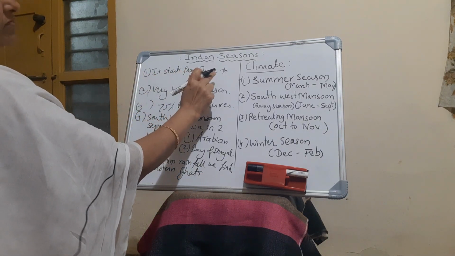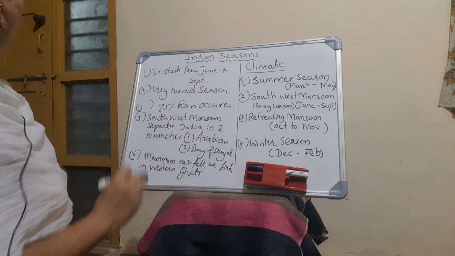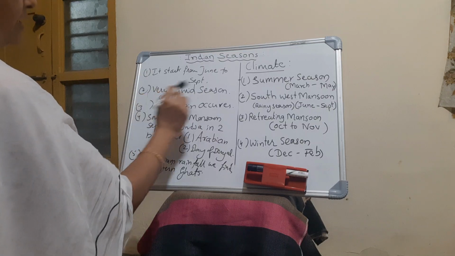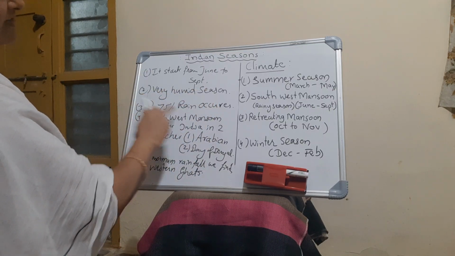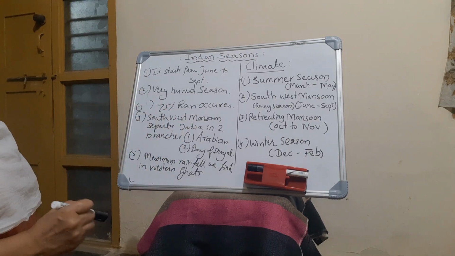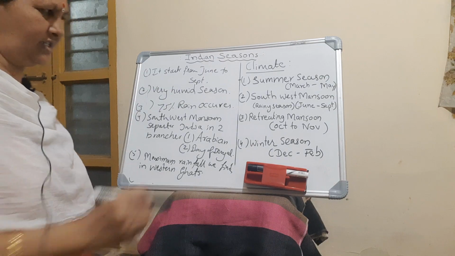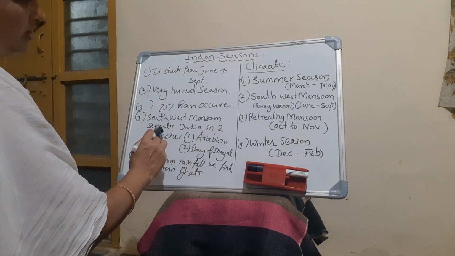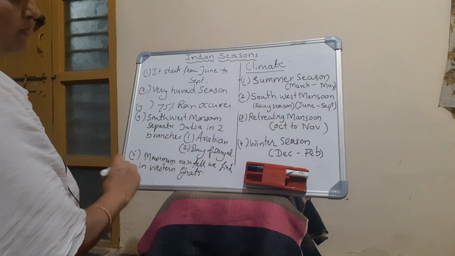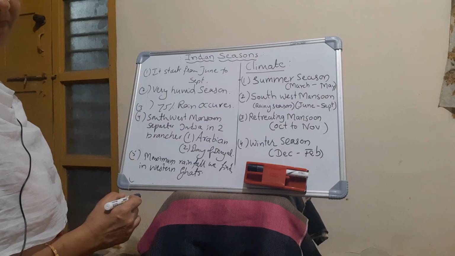It starts from June to September. Second, it is a very humid season. Third, 75% of the rain in India occurs. Then the southwest monsoon separates India into two branches: the Arabian branch and the Bay of Bengal branch.